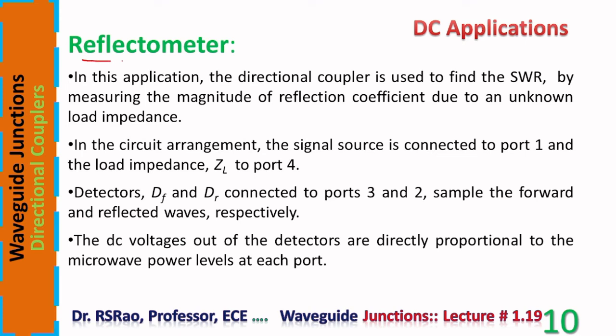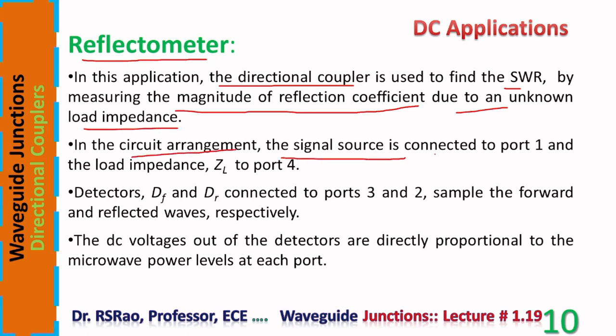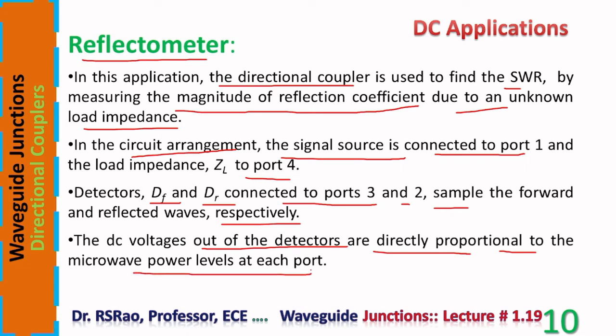Now we move to the reflectometer. In this application, the directional coupler is used to find the SWR, of course its magnitude, by measuring the magnitude of the reflection quotient due to an unknown load impedance. In the circuit arrangement, the signal source is connected at port 1 and load impedance ZL at port 4. Detectors DF and DR, connected to ports 3 and 2, sample the forward and reflected waves respectively. They convert the waves into voltages. The DC voltages out of the detectors are directly proportional to the microwave power levels at each port.